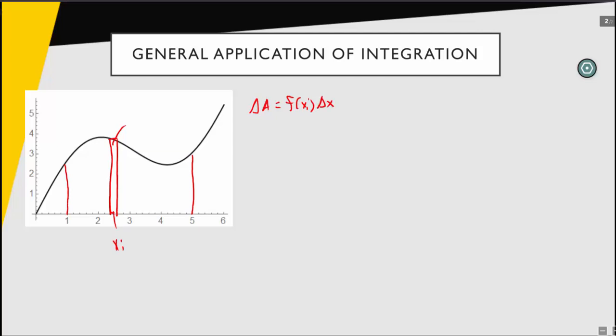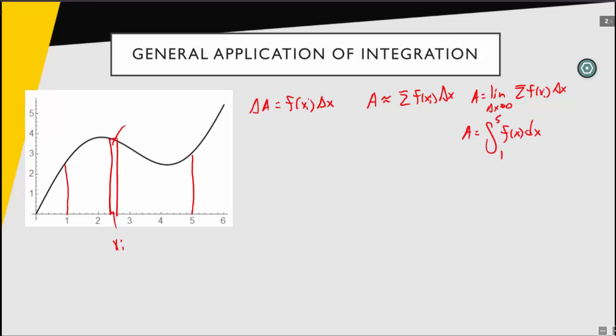The next thing I would do is find the approximation for the total area by adding up all my slices. And then I want to find the exact value, so I would look at the limit as delta x goes to 0 of that sum. And then lastly, I would recognize that as the definition of the definite integral. And so the area under the curve would be the integral from 1 to 5.